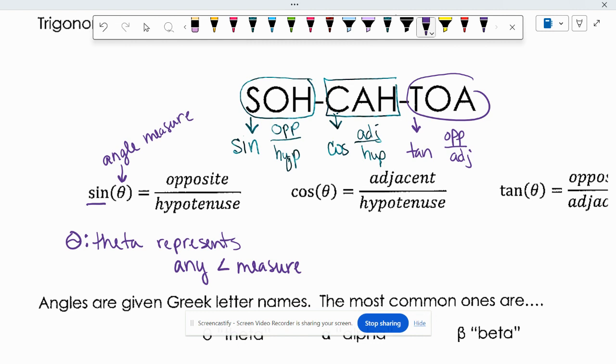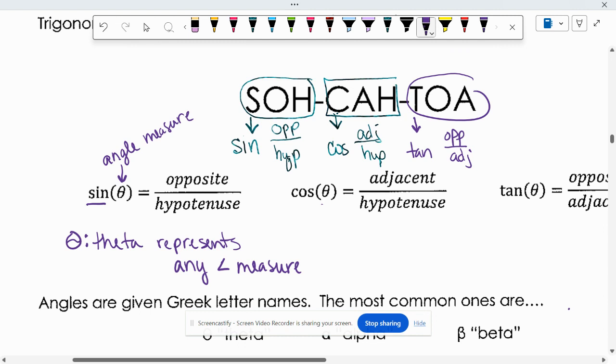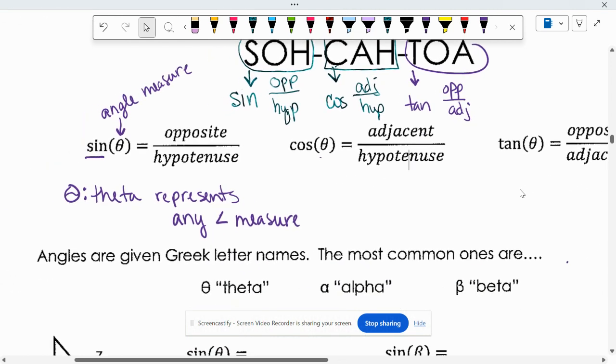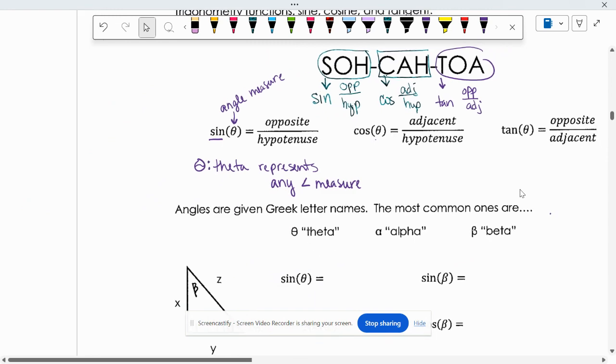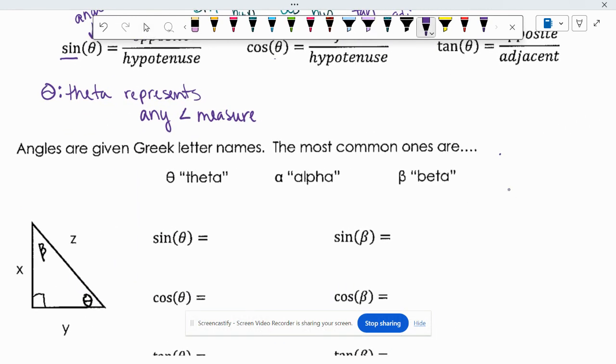So this says the sine of some angle is the opposite over the hypotenuse. The cosine of an angle, the cosine of theta, is the adjacent over the hypotenuse, and the tangent is the opposite over the adjacent. Okay? So the Greek letters that we typically use when we do this are theta, alpha, which really looks like that. It's like a fish, and then beta.